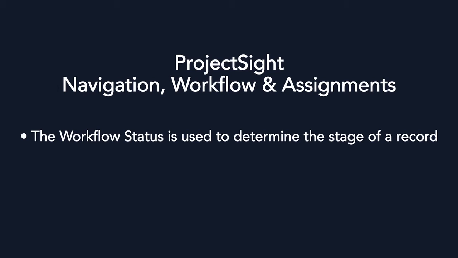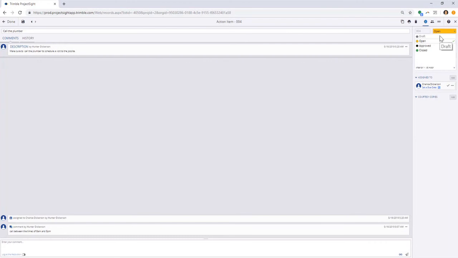The workflow status is used to determine the stage of a record. When in draft, only the author of this record can see it. Once closed, the record is locked and can only be unlocked by an administrator.